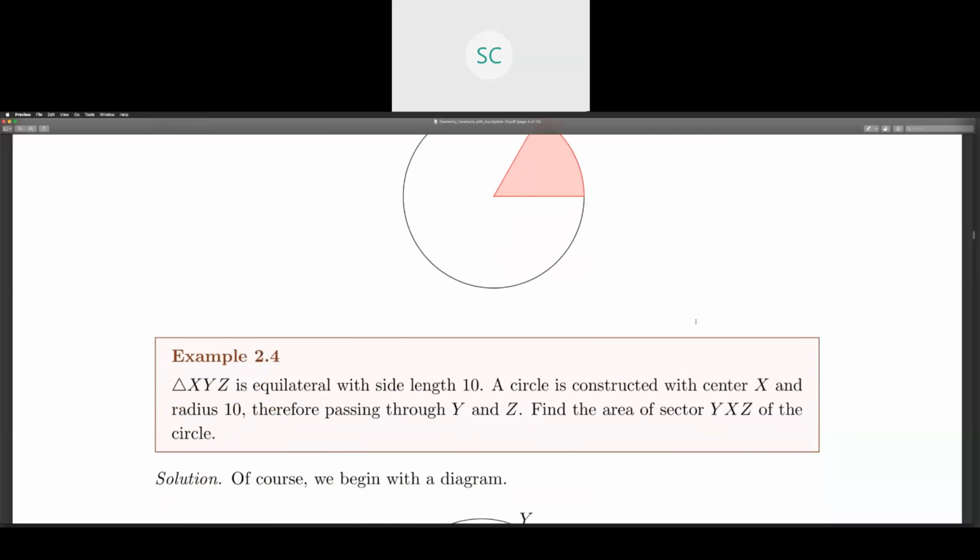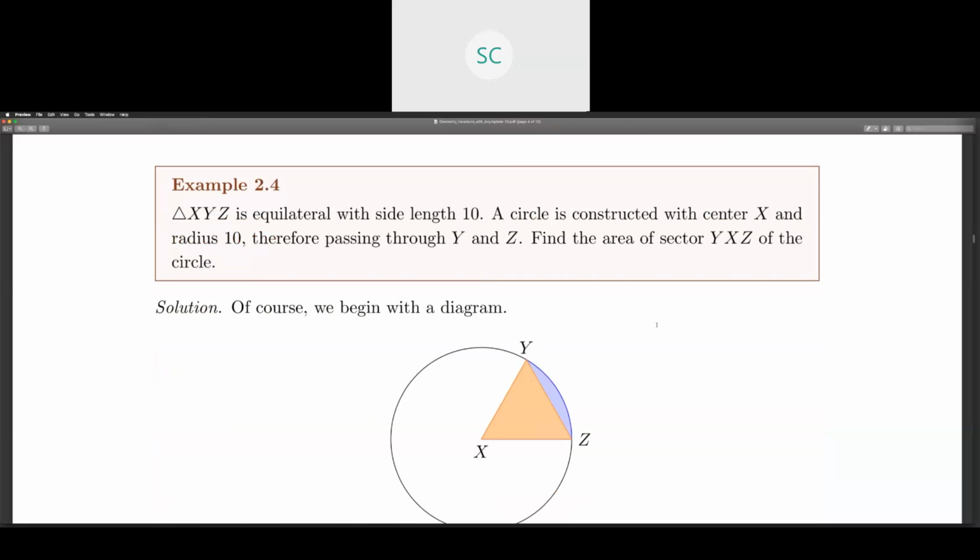So if you guys are stuck on this, I'm going to give you a diagram, and maybe this will help. Go ahead and label some angles if you're stuck.